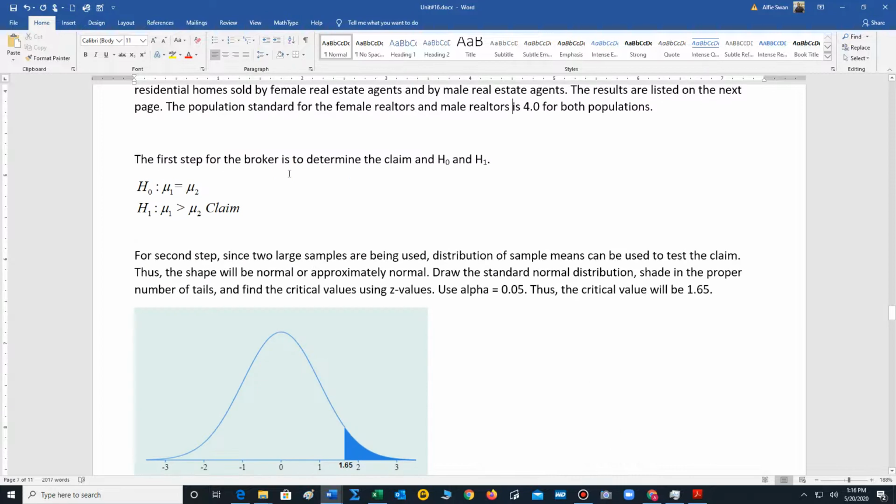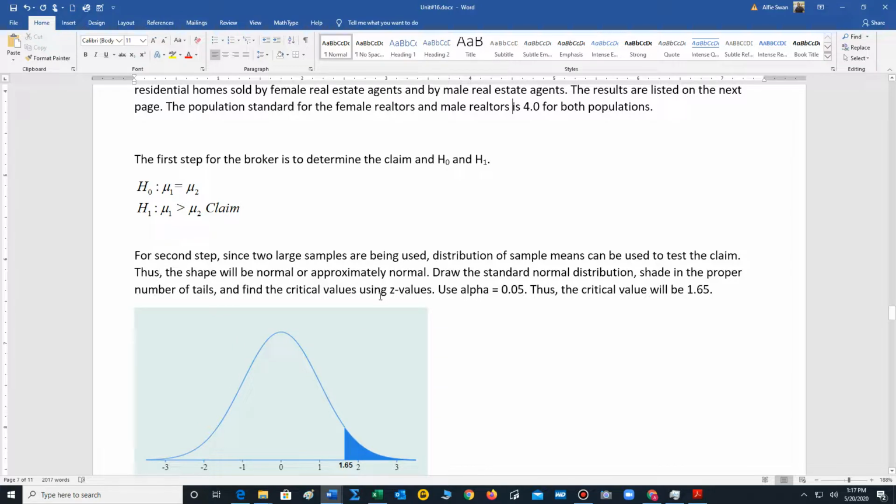So the first step for the broker is to determine the claim and H naught and H sub 1. Well, H naught is always that the two means will be equal. Mu 1 equals mu 2. H sub 1 will be mu 1 is greater than mu 2. Mu 1 represents the average number of sales for the female real estate agents. Mu 2 represents the average number of sales for the male real estate agents. So that's good. That will be our claim.